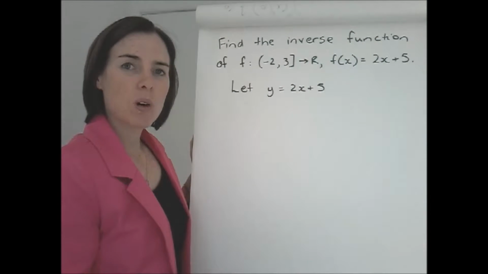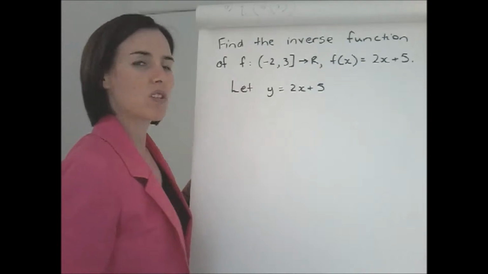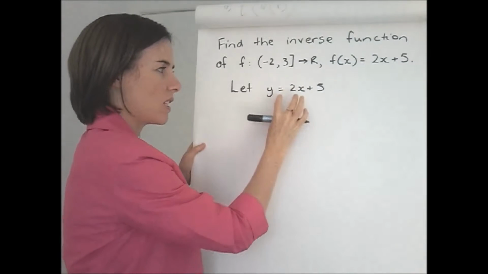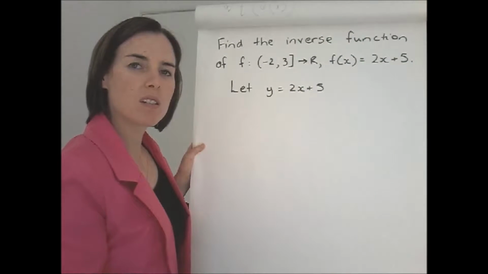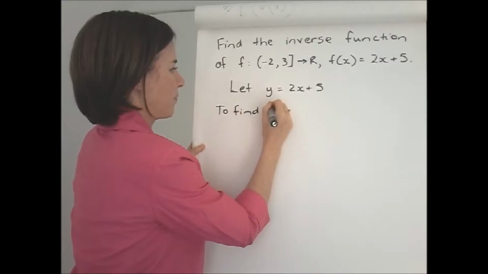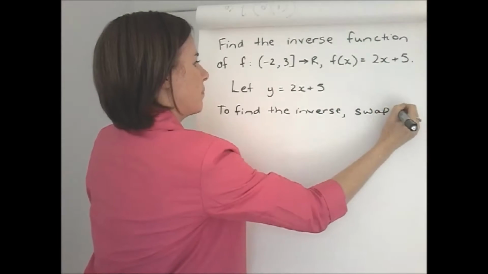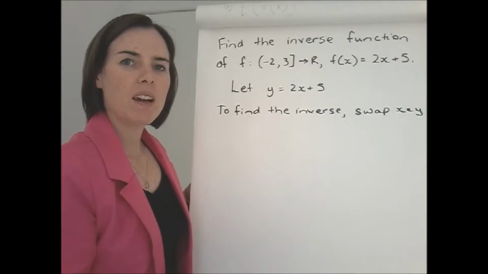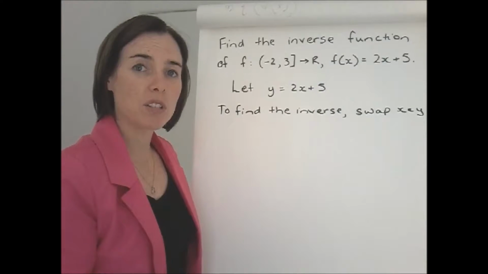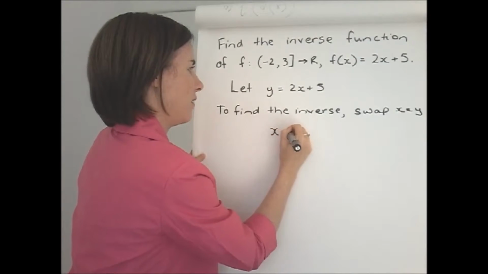Okay, now I need to swap x and y. But if I go ahead and simply write down x equals 2y plus 5 straight away, I'm changing what this is. Those two statements wouldn't be equivalent to each other. So I need to write a sentence first and say, to find the inverse, I need to swap x and y. And you need to get in the habit of writing something like that. It doesn't have to be the exact same words, but you do need to say that you're changing this from the original function into the inverse function.